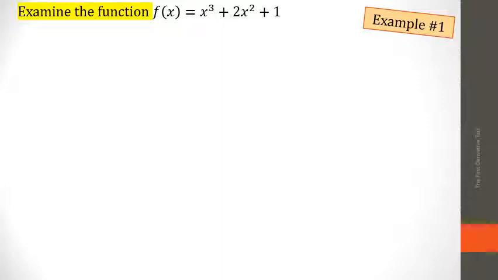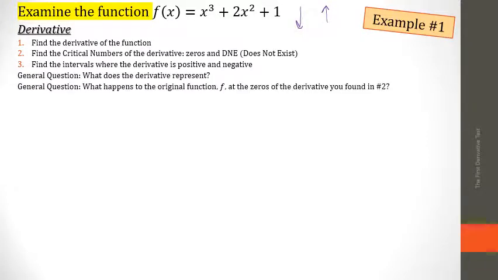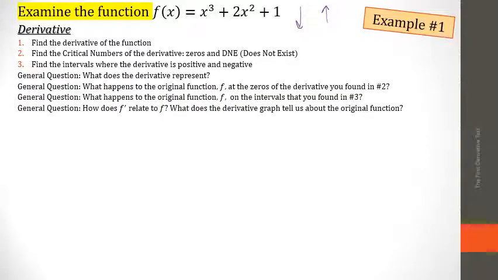It will probably look like, since it's a cubic, the arms do different things. So it could look like this. And there could be up to 3 zeros, but let's say we know some calculus to examine it further. So we're going to find the derivative of the function. We're going to find the critical numbers of the derivative, which, if you recall from the prior slide, that's the zeros and the d and e. Find the intervals where the derivative is positive and negative, and then we're going to answer some questions.